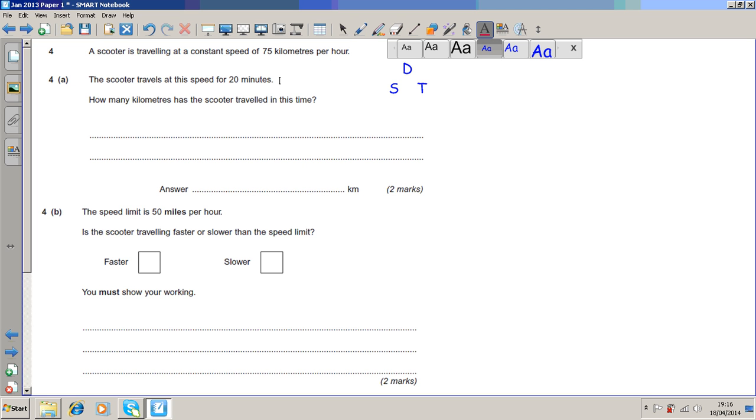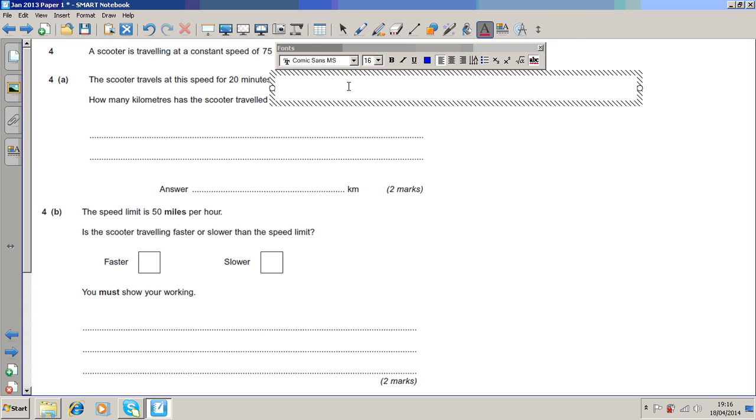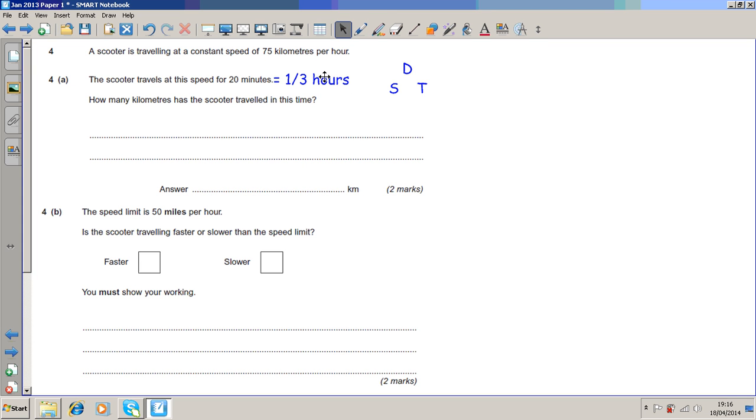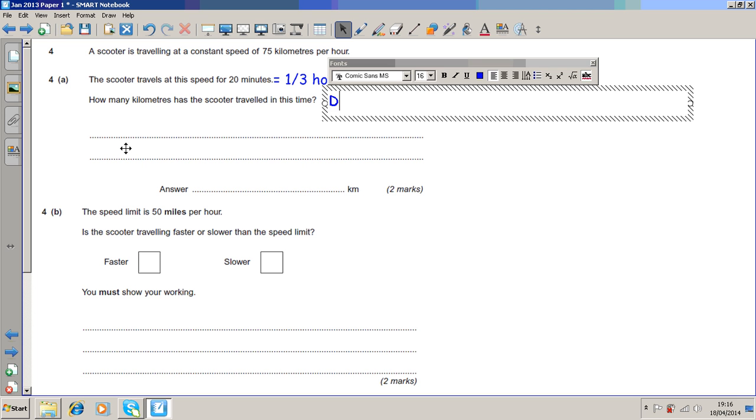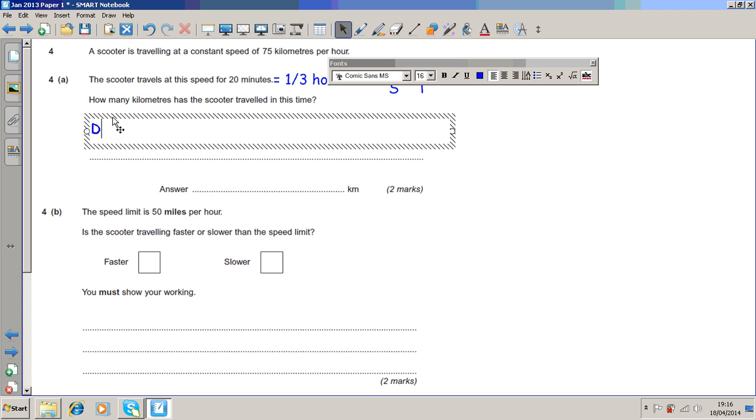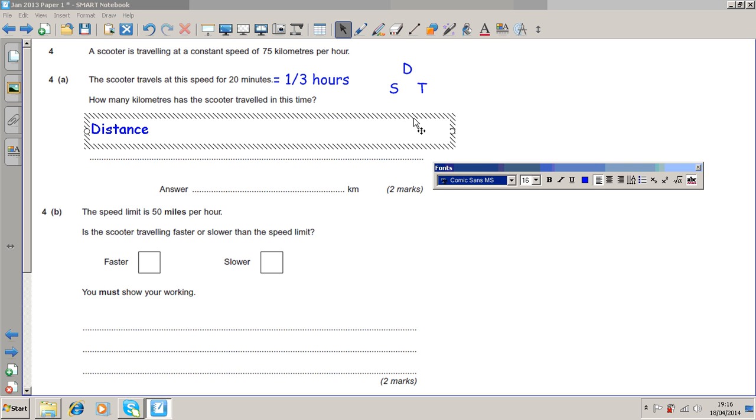However, before that, we've just got to be careful. The speed is 75 kilometres an hour, yet the time is 20 minutes. So I need to change that into hours. So 20 minutes is 1/3 of an hour. The reason being is 20 over 60 simplifies to 1 over 3. So now, distance equals speed times time.